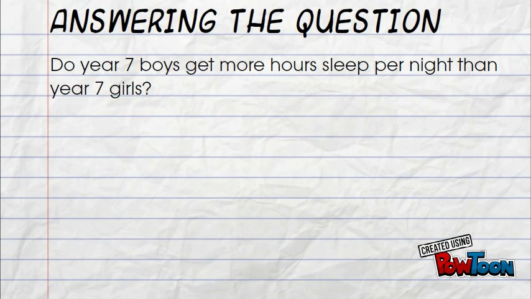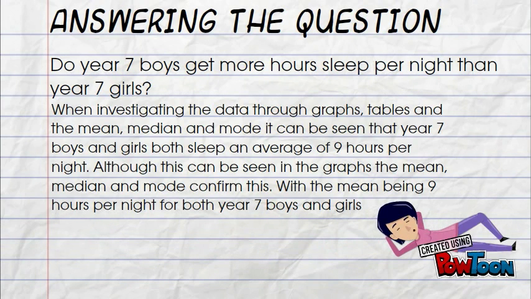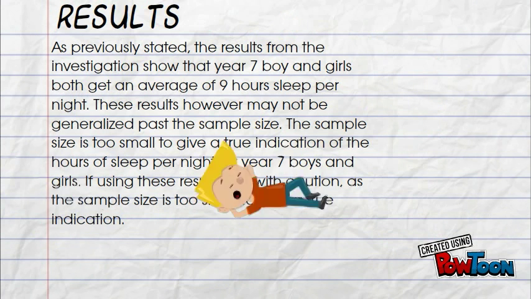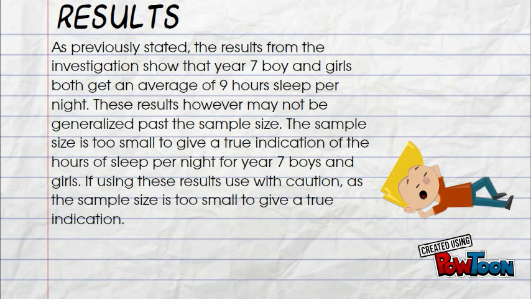Answering the question. When investigating the data through graphs, tables, the mean, the median and mode, it can be seen that Year 7 boys and girls both get an average of 9 hours sleep per night. Although this can be seen in the graphs, the mean, median and mode confirm this, with the mean being 9 hours per night for both boys and girls. As previously stated, the results from the investigation show that Year 7 boys and girls both get an average of 9 hours sleep per night.